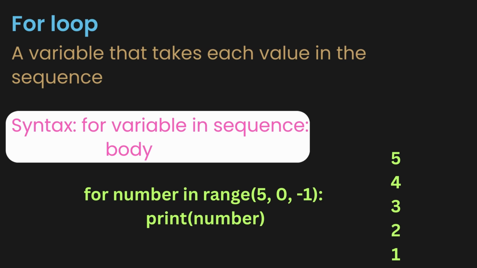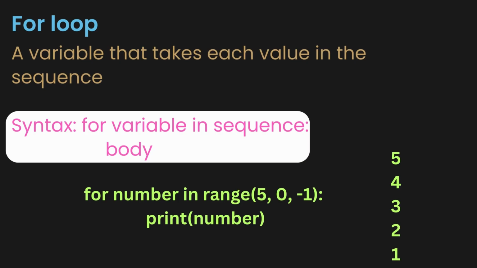For example, if we want to perform a countdown from 5, we could use a for loop with a range object, which generates a sequence of numbers. This will print the numbers 5 through 1. The range function starts at 5, ends before 0, and steps downwards by 1. Each iteration assigns the next number in the sequence to the variable number and then prints it.